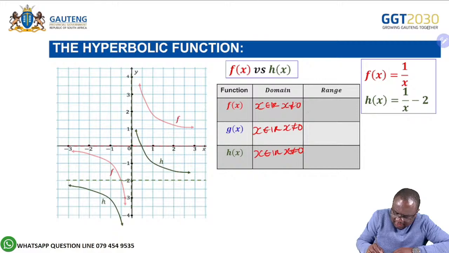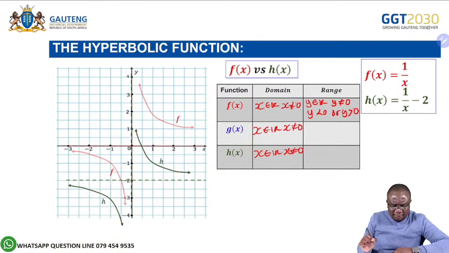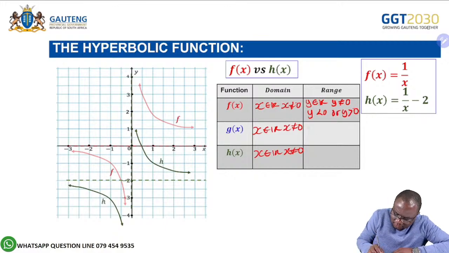We talked about g and f of x. Let me just write fast. Y element of real numbers, but y cannot be equal to 0, or y less than 0 or y greater than 0. Okay, that is f of x. And then g of x was y element of real numbers, but y not equal to 1, or you can say y less than 1 or y greater than 1.